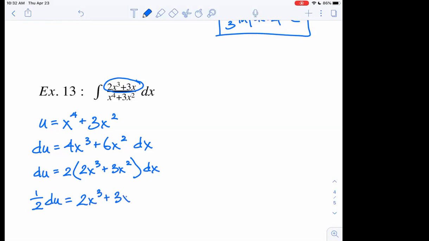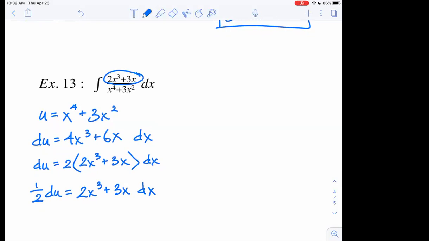Professor? Yes. Why is it 4x cubed plus 6x squared? Wouldn't it just be 6x? It would just be 6x. I was just wondering where that extra squared came from. Okay, it's just, wait. And it came from, it's Thursday and I haven't finished my coffee.